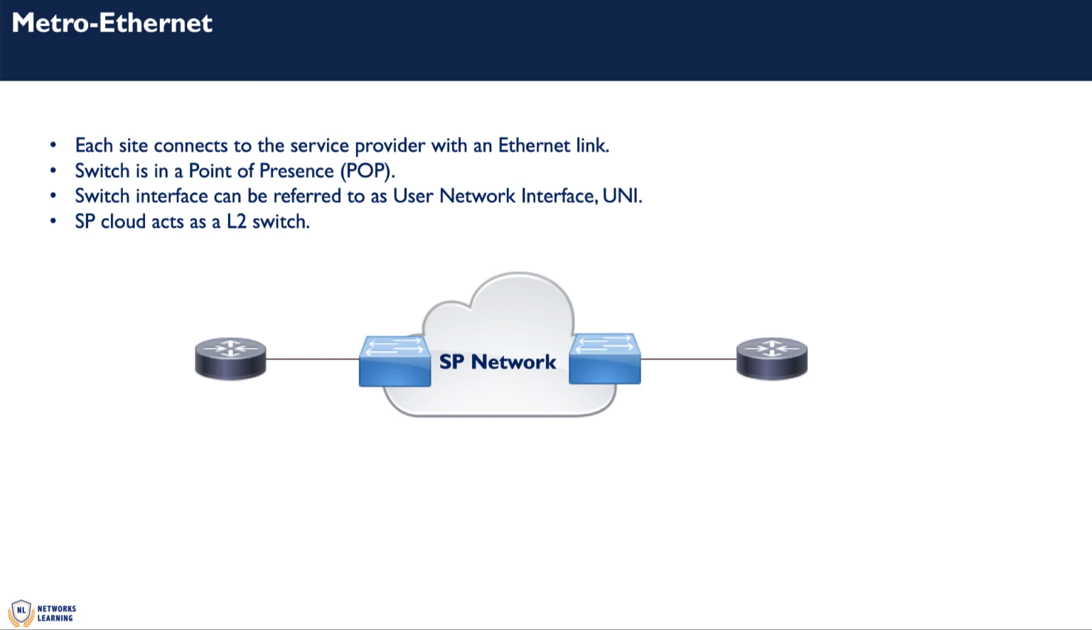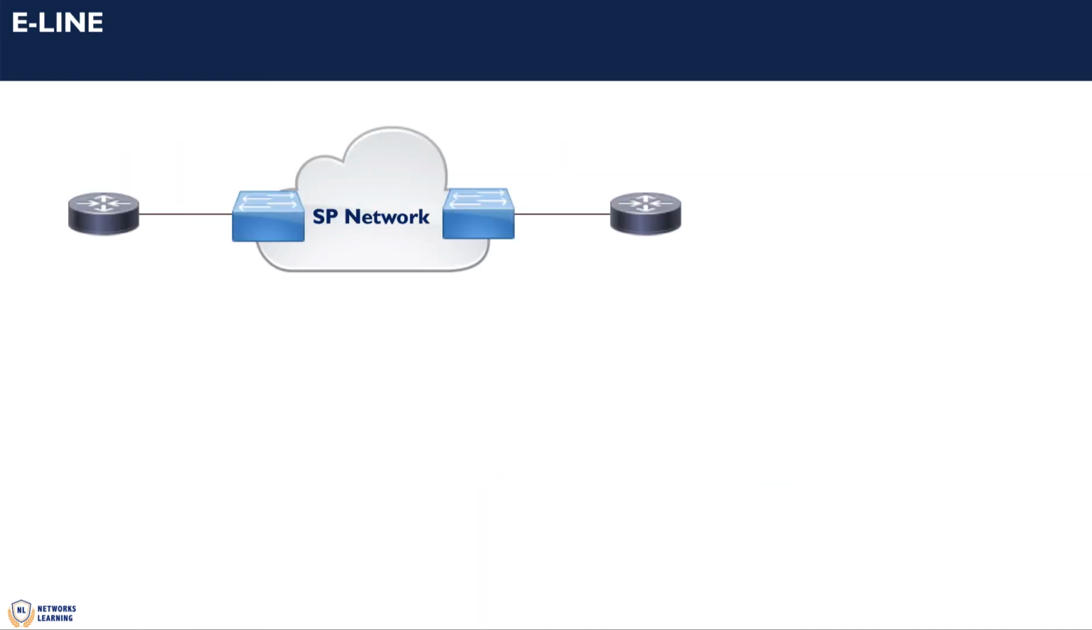So when an enterprise connects its routers to the service provider's cloud, it's almost as if they are connected via a switch. Metro Ethernet comes in different flavors. E-lines. This is when you have one circuit connecting each site. So one site can only connect to another remote site.